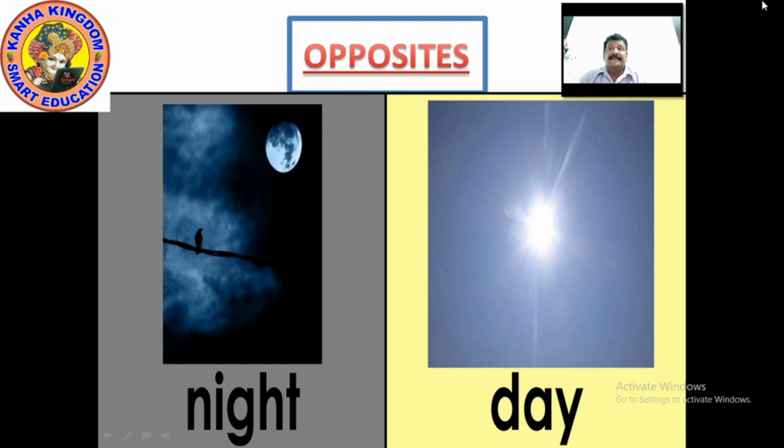Here you can see night. What is the opposite of night? Whenever night ends, what comes? It comes day. Whenever the day ends, what comes? It comes night. Right? From evening till morning, when it is dark, it becomes night. And from night till morning, when the sun rises, what does it become? It becomes a day. So opposite of night is what? Opposite of night is day.